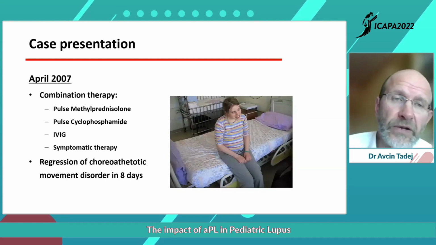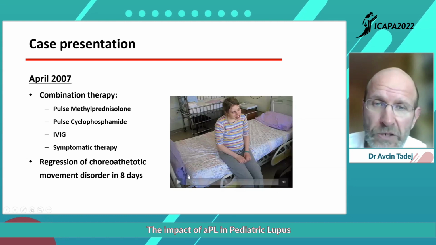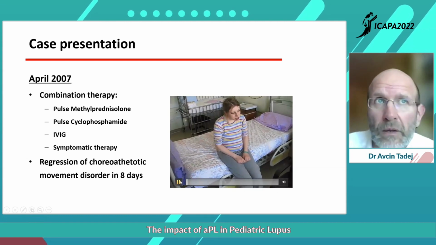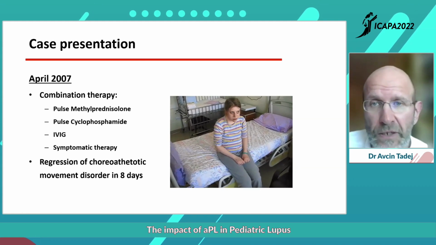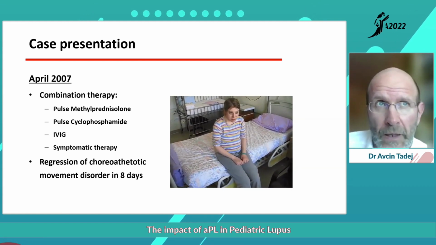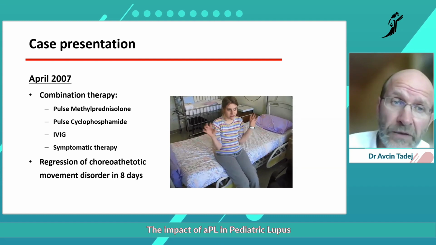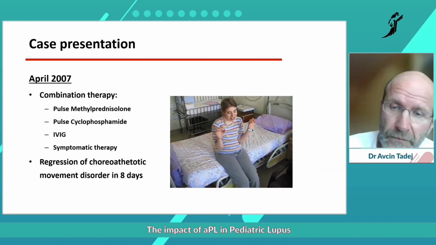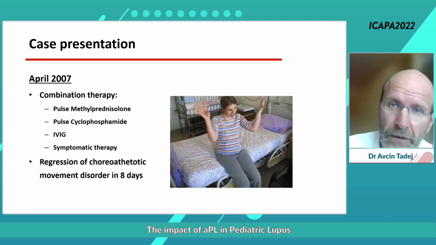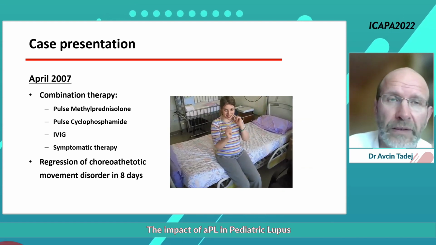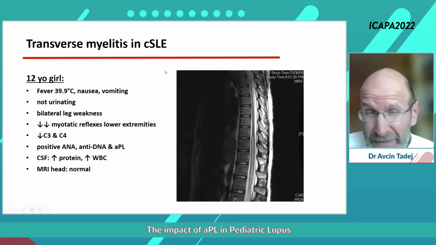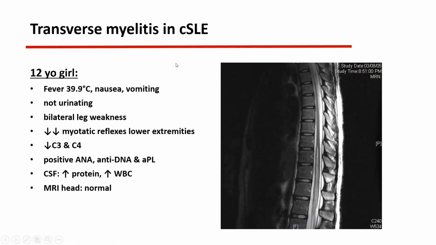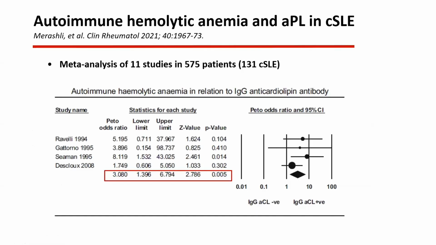She was aggressively treated with combination therapy, and after 10 days she was able to improve significantly. She received combined treatment with IVIG, pulse methylprednisolone, and cyclophosphamide, and made a tremendous improvement. The last patient that I would like to share is a patient with transverse myelitis who presented with bilateral leg weakness and also had highly positive antiphospholipid antibodies.